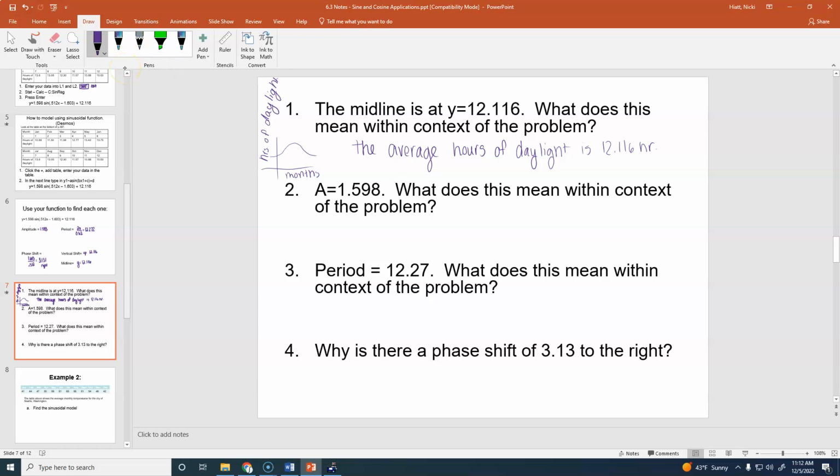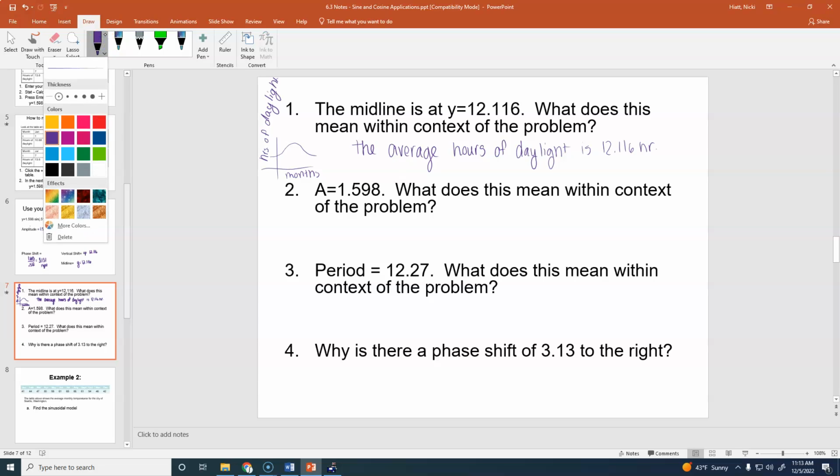Yes, it may be worded on Canvas more like, what are the average hours of daylight, or something like that. Or it might be multiple choice where you have several options, and this might be an answer choice. It might say something like, this repeats every 12.116 months, along with some other distractors. So you won't be typing this in, but it'll either be multiple choice or they'll ask you what the average hours of daylight is.